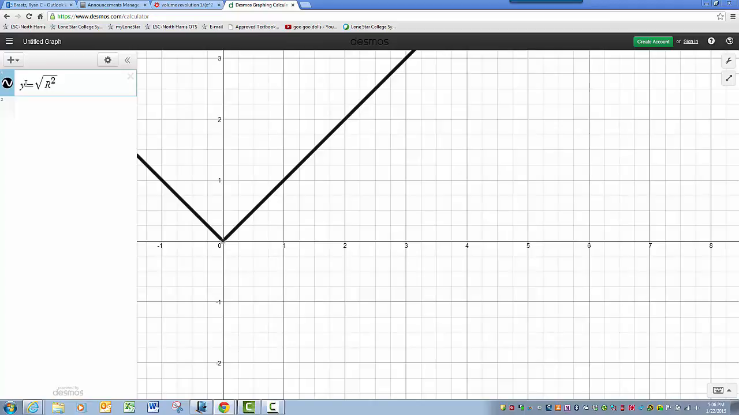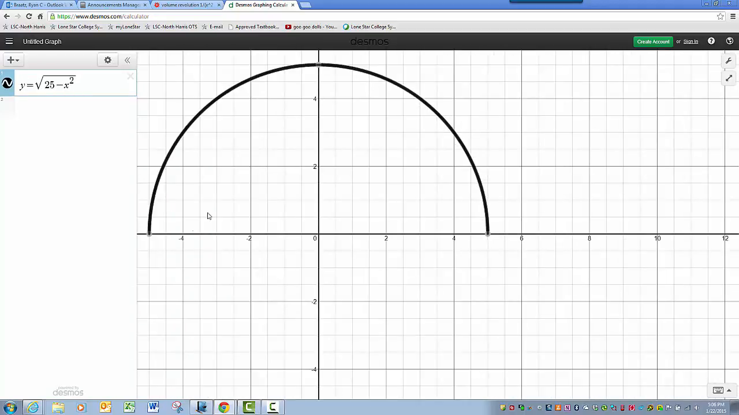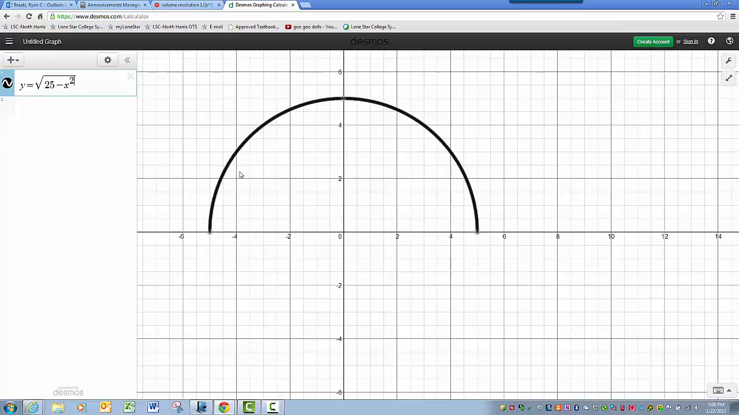It's interesting that it is giving me a value for r and not a slider. That's all right. Let's say r, for example, was 5. So it would be square root of 25 minus x squared. What I want you to notice is that's going to generate this circle here, where it's the top half of the circle where the radius is 5.